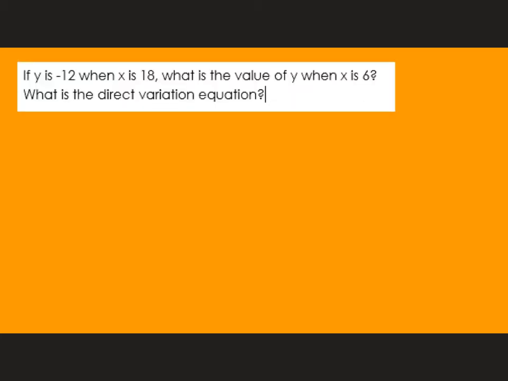It says, if y is negative 12 when x is 18, what is the value of y when x is 6? So let's actually just set up that ratio of y over x. So we have a y of negative 12 and an x of 18. So we have negative 12 over 18. Let's go ahead and simplify this to see what our most simple ratio needs to be. So when I simplify, I can divide both of these by 6. So this becomes a -2, while this becomes 3. So my most simplified would be -2 over 3.